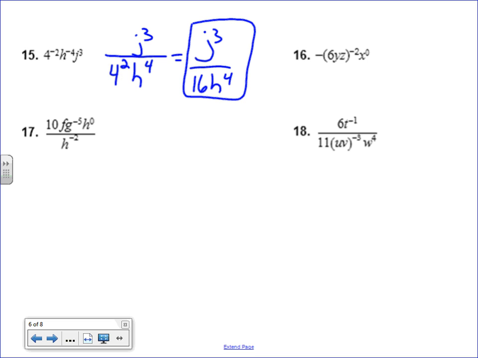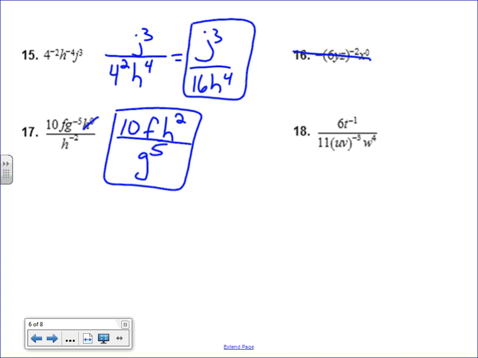Okay, if I look at this next one, we're going to skip over that one. Okay, we're going to go down to number 17 here. So if I examine this one, the 10 can stay where it's at. The f stays where it's at. The g's, they've got to move. They've got to go down to the bottom, and it becomes a +5. The h to the 0 is really 1, so we're just going to forget about it. And then h to the -2 on the bottom would move to the top, and it would become a +2. So this would be your simplified expression there. Okay, 18, we're going to let slide.